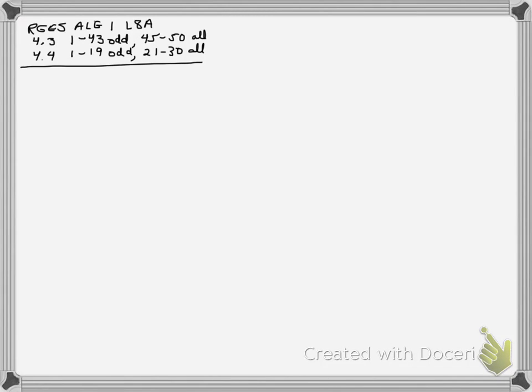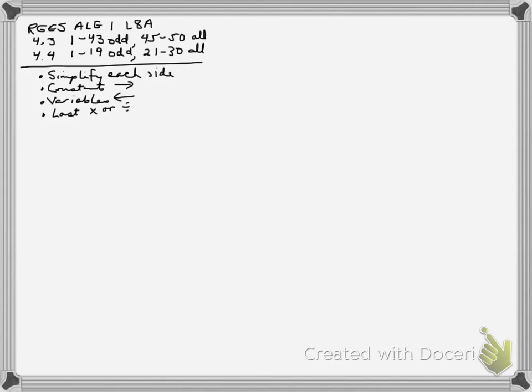This is Lesson 8A. We're dealing with 4.3 and 4.4. Both of these are continuing on with techniques for solving equations when we have variables on both sides of the equation and when we have decimals that we might be involved with also. I'll show you two different techniques.